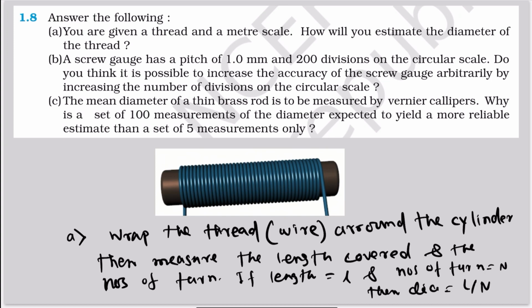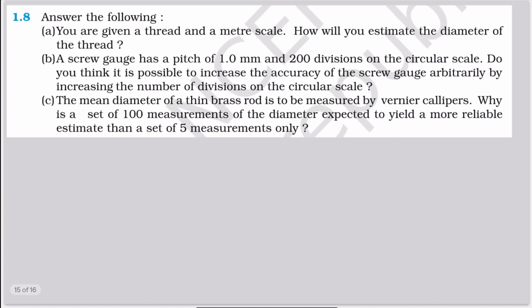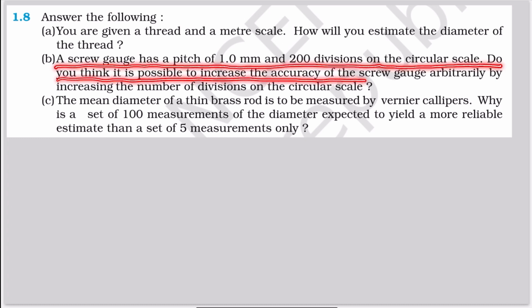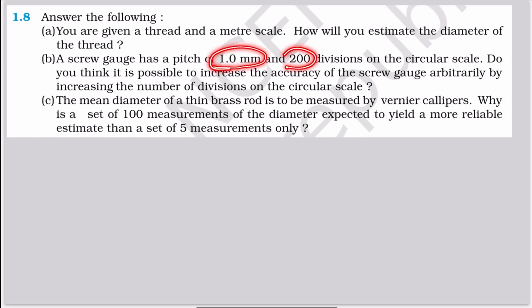Hope you have understood. Now let us solve question number 2. See, it is telling a screw gauge has a pitch of 1 millimeter and 200 divisions on the circular scale. Do you think it's possible to increase the accuracy of the screw gauge arbitrarily by increasing the number of divisions on the circular scale? So the pitch is 1 millimeter and the total division is 200 in this case. What will be the least count, you tell me? The least count will be 1 divided by 200 millimeter, isn't it?